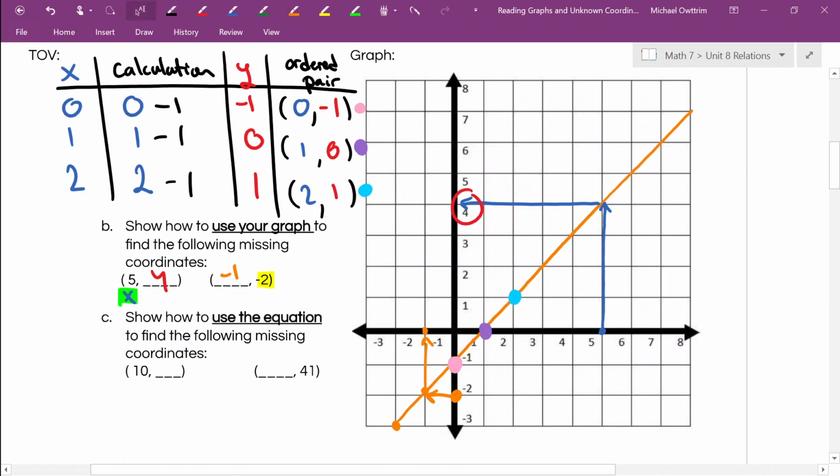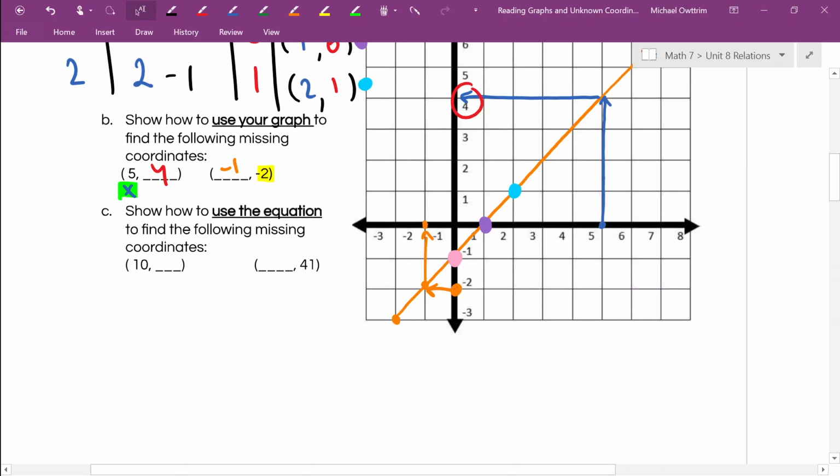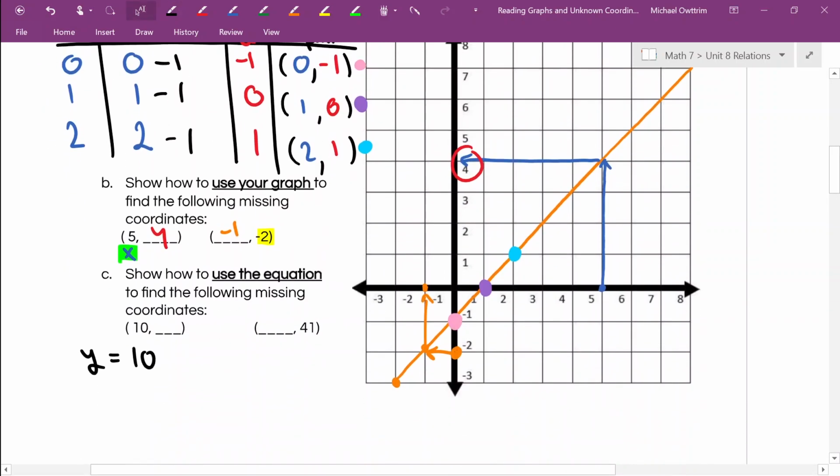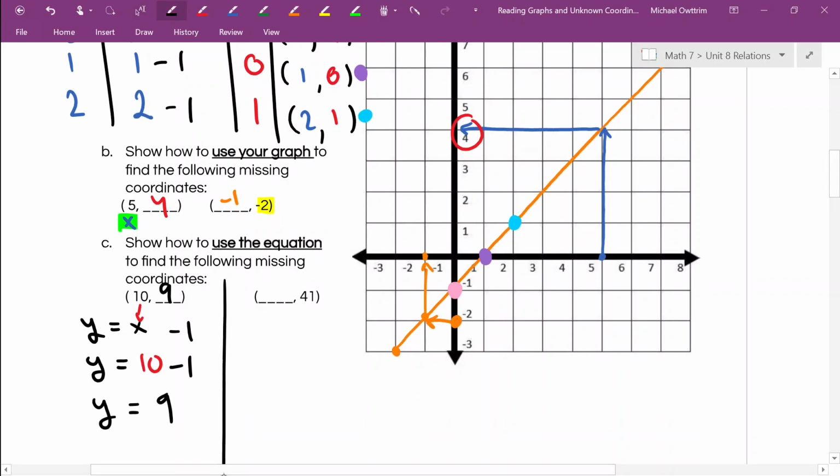Okay. In terms of using our equation to find our missing coordinates, our equation is y equals x minus 1. And in this case, we're just going to plug in that our x is 10. So y equals 10, subtract 1. So y equals 9 is our missing coordinate there.